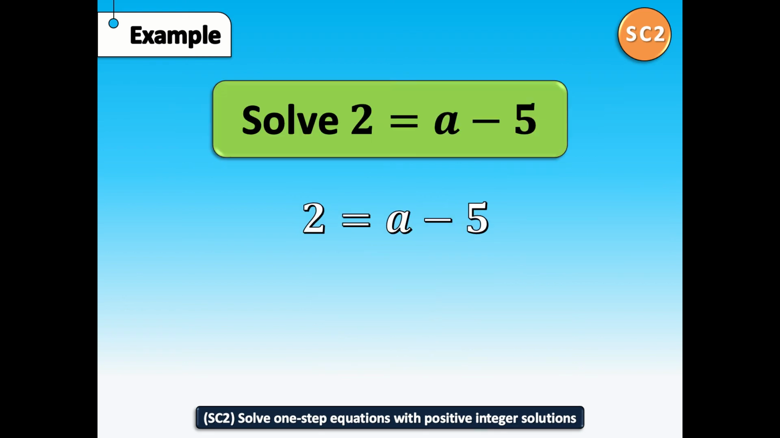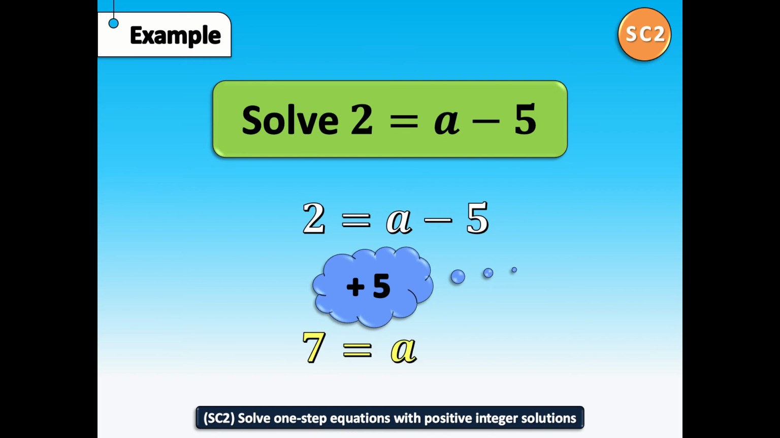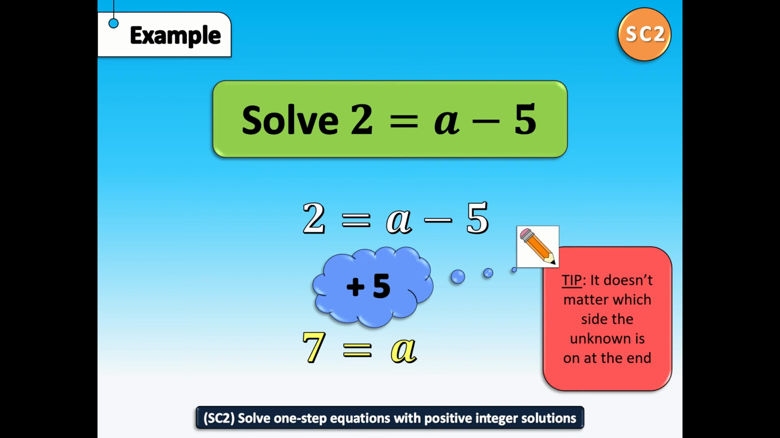If we want to solve this one, we've got 2 equals a minus 5. So what number, when we take away 5, makes 2? So again, we can do the inverse of taking away 5, which is to add 5. So if we do 2 plus 5, we get 7. So 7 equals a. It doesn't matter which way round we write it, it'll still be the same.